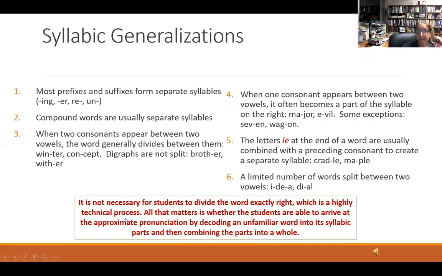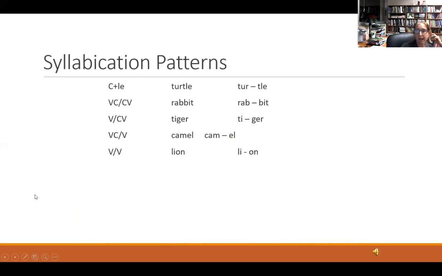Here are some generalizations about syllabication. I'm not going to go over that. You can use that. These are the patterns that you can see. Remember the LE, the consonant always goes with the LE. Here's our UR, R controlled, our ACE, short vowel sound because it's squished in between two consonants. Tiger, long I because it's an open vowel. And lion, once again, long vowel, short vowel, open and closed.